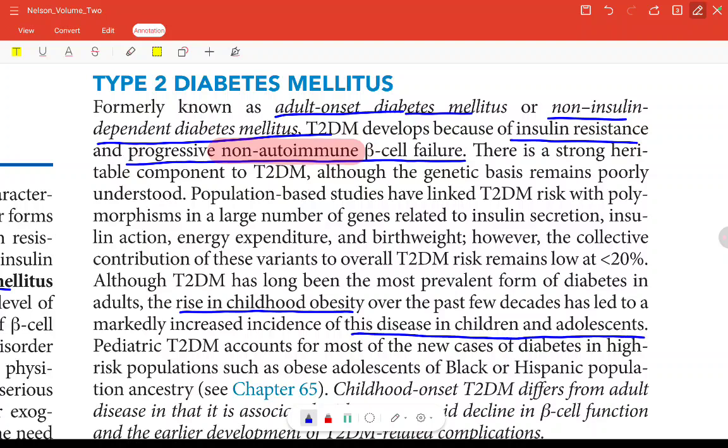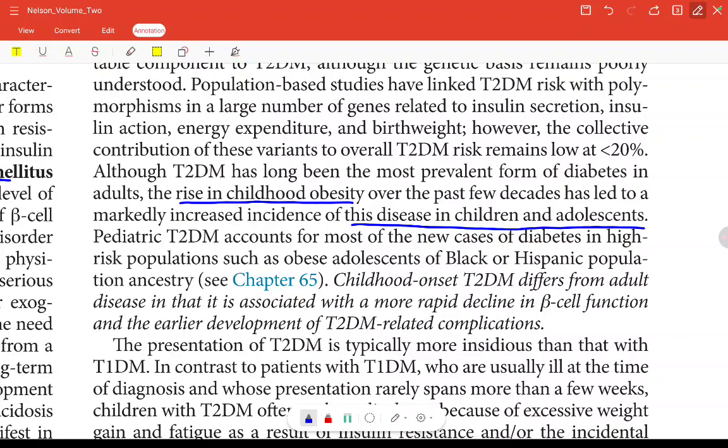Okay, so it's important in obese children, to diagnose type 1 DM, we have to do that antibody test. Okay, pediatric type 2 diabetes mellitus accounts for most of the new cases of diabetes in high risk populations, such as obese adolescents of black or Hispanic ancestry. Okay, so pediatric type 2 diabetes mellitus will be diagnosed in obese adolescents.